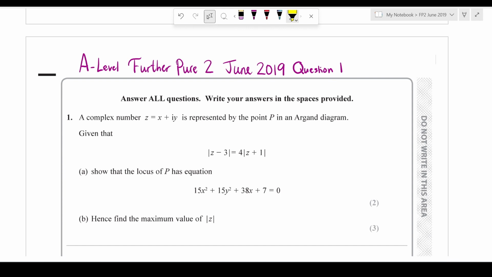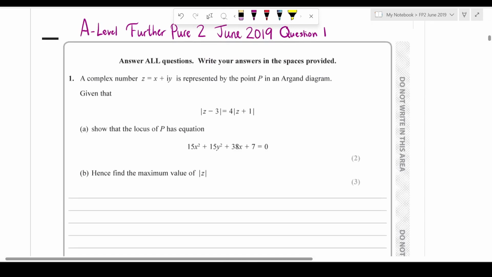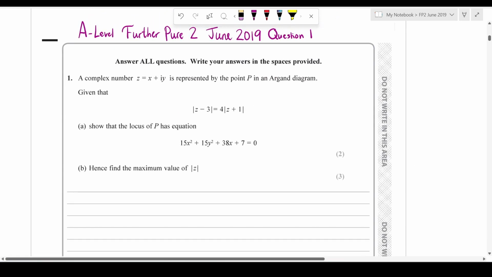So let's have a look at this first one. We've got a complex number. It's represented by a point in an Argand diagram, and we're given this equation for it. So the intersection of two circles, possibly, or a stretched-out one, and show that the locus has got this equation. So we want to show that these two things are equivalent. So this is the same as this. That's for part A. And for part B, we want to find the maximum value of the modulus of z.